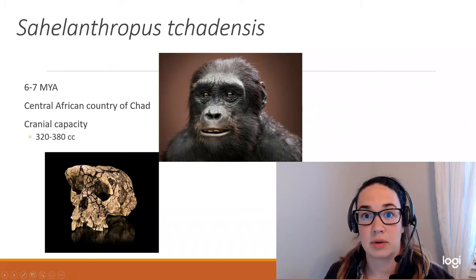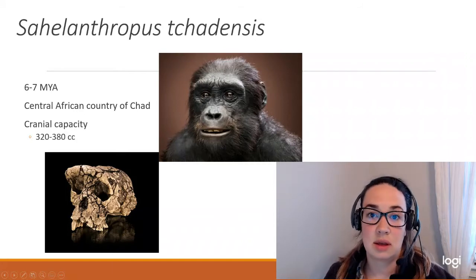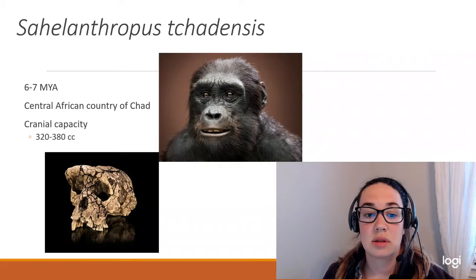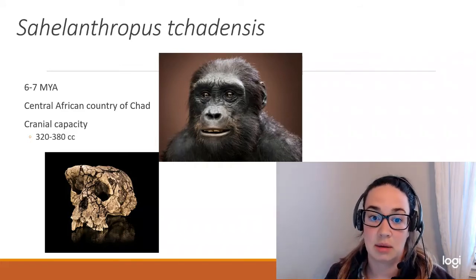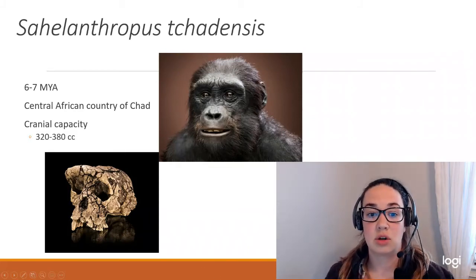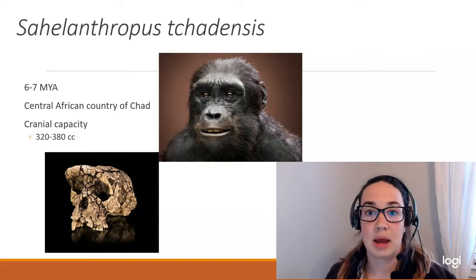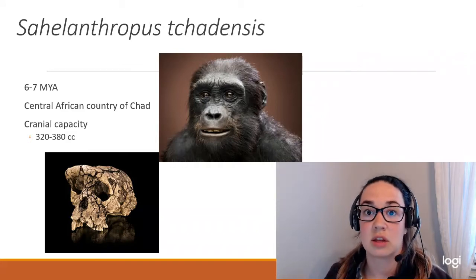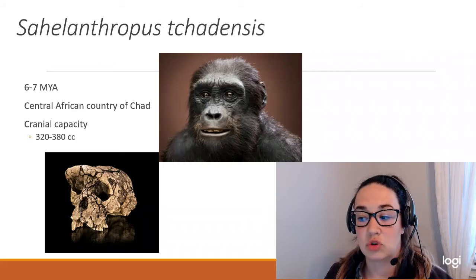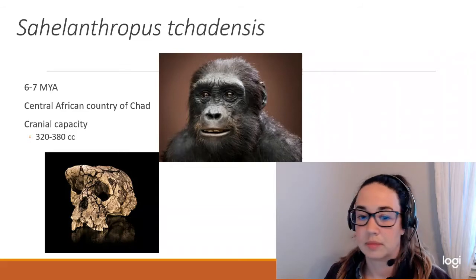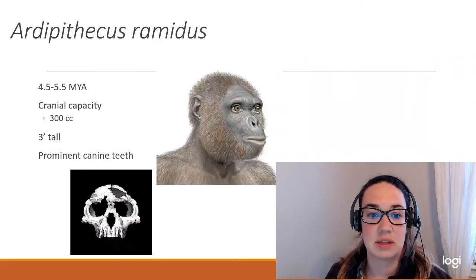They have a rather small head, and a very small cranial capacity, approximately 320 to 380 cubic centimeters. So it's not very large at all. But as time goes on, we'll see that the cranial capacity increases greatly, especially with the evolution of these apes eating meat. Okay, so that's our first species here.